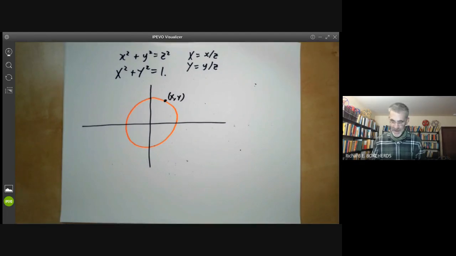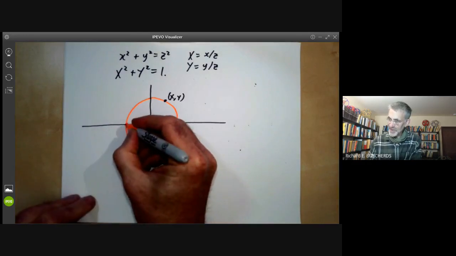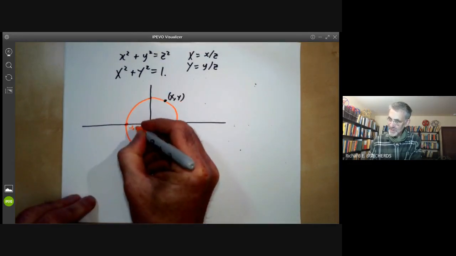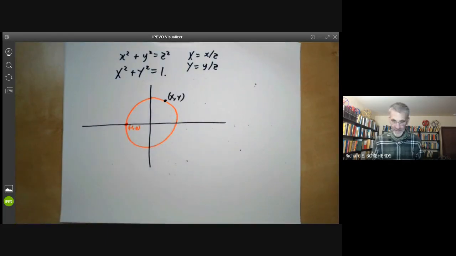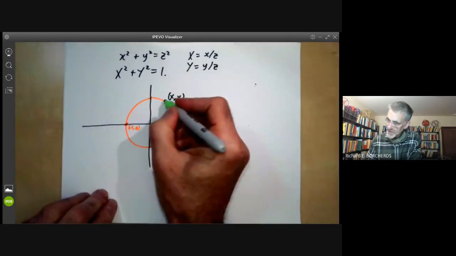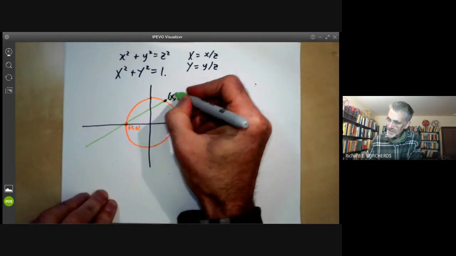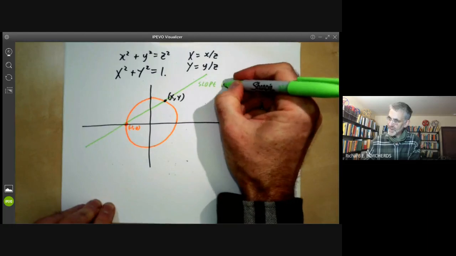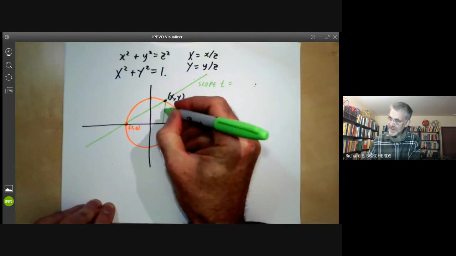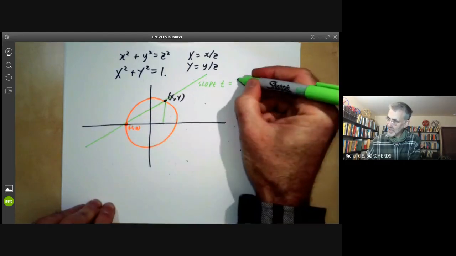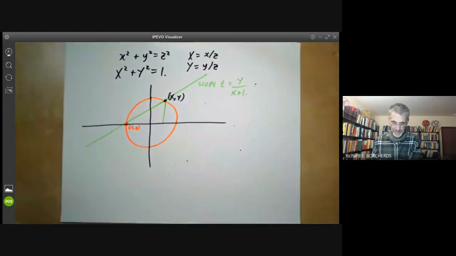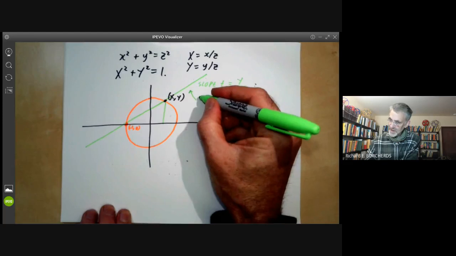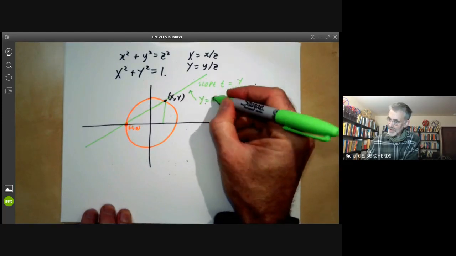Well, what you can do is there's an obvious point with rational coordinates, which is this one, and I guess these four here, which has coordinates minus one, zero. And what I'm going to do is just draw a straight line through these two. And this straight line has a slope. It's called the slope t. And the slope t is easy to figure out. It's just this distance here divided by this distance here, which is just y over x plus 1. And now we can work out the equation of this line. So this line is just the line y equals t times x plus 1.